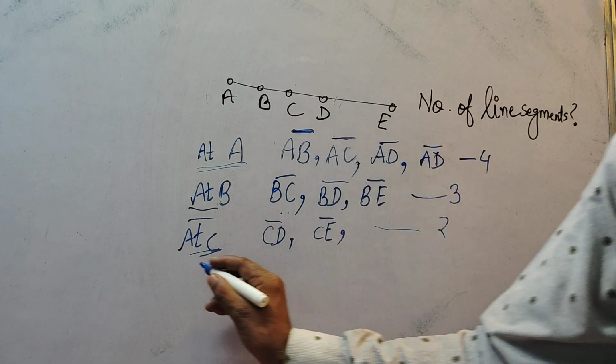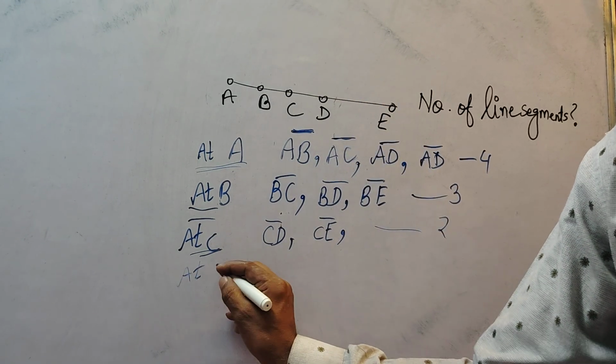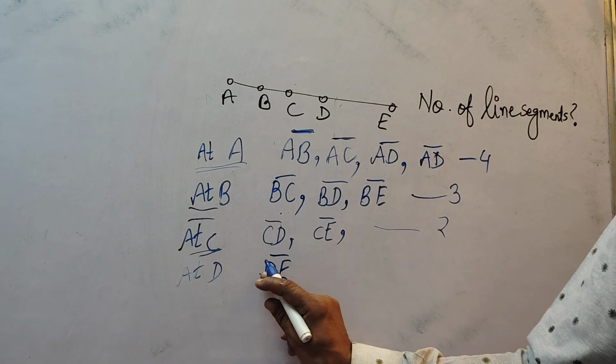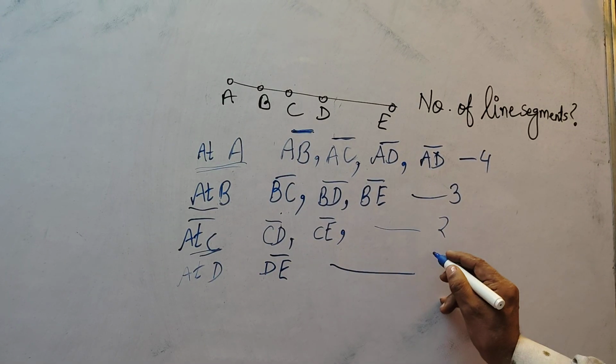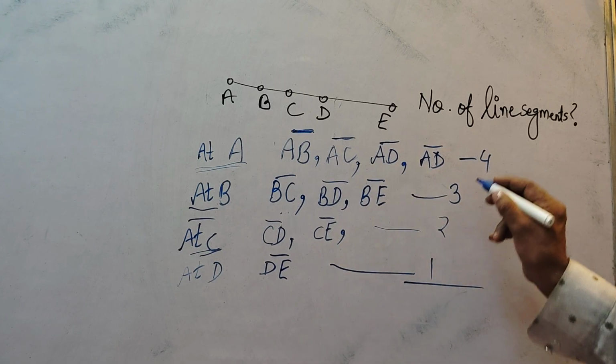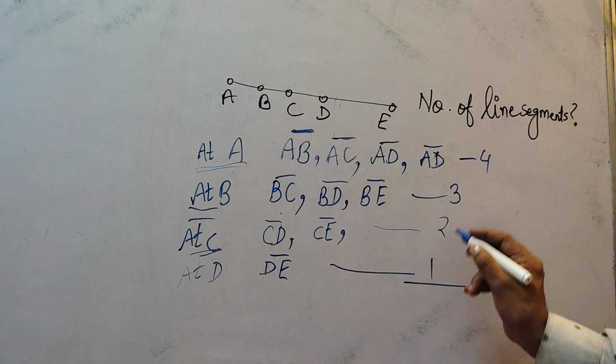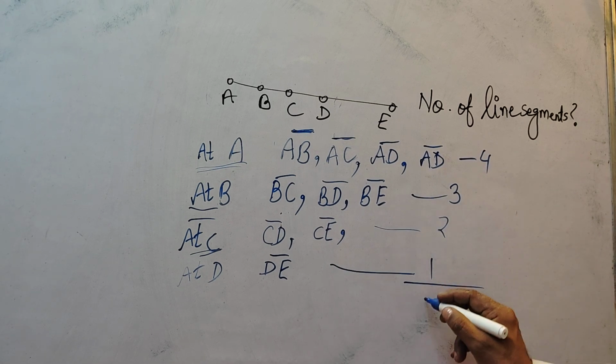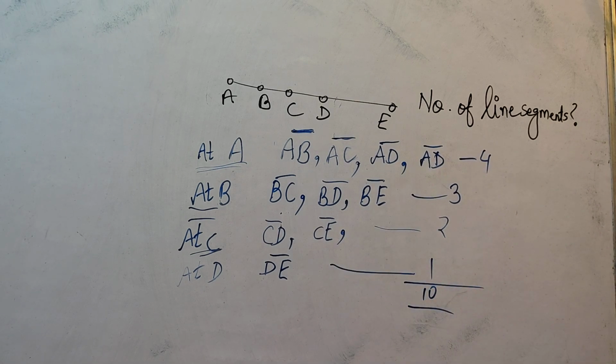Now come to D. Only DE is the line segment that is left. So one line segment is here. Total is 1 plus 2 plus 3 plus 4. So 3 plus 4 is 7, plus 2 is 9, plus 1 is 10. 10 line segments are possible. B option. Yes, 10.